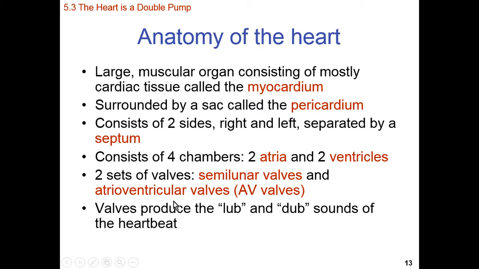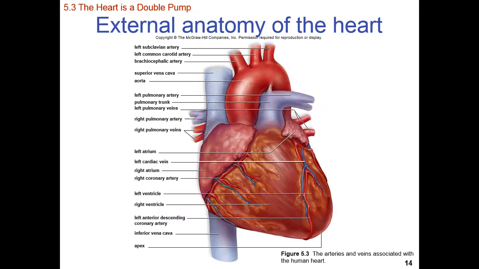And then we have the semilunar valves. Those semilunar valves are going to help to send blood away from the heart. There's one semilunar valve for the aorta and another semilunar valve for the pulmonary trunk. And as the semilunar valves and the AV valves are snapping shut, they produce the lub-dub sounds of a typical heartbeat. Here we can see some surface anatomy of the heart.